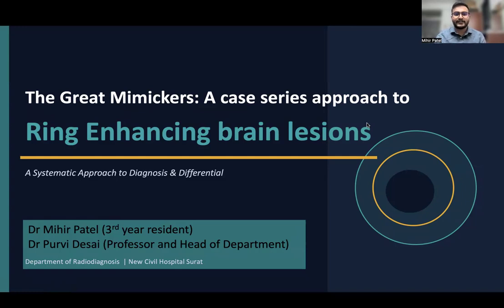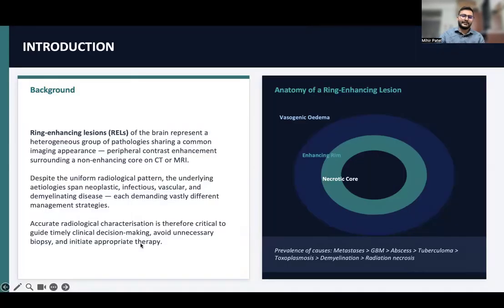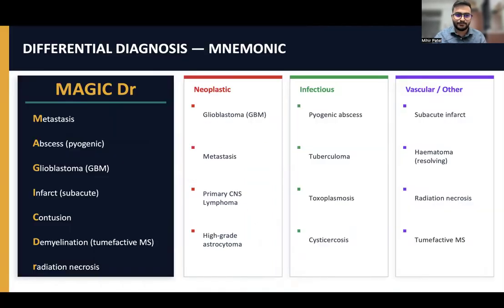My paper topic is the Great Mimickers, a case series approach to ring enhancing brain lesions. Background introduction. Ring enhancing lesions of the brain represent a heterogeneous group of pathologies sharing a common imaging appearance, peripheral contrast enhancement surrounding a non-enhancing core on CT or MRI. Despite the uniform radiological pattern, the underlying etiologies span neoplastic, infectious, vascular, and demyelinating disease, each demanding vastly different management strategies. Accurate radiological characterization is therefore critical to guide timely clinical decision making, avoid unnecessary biopsy, and initiate appropriate therapy.